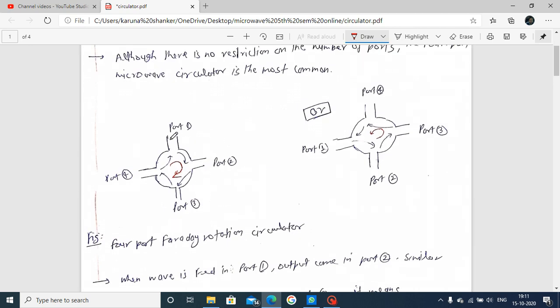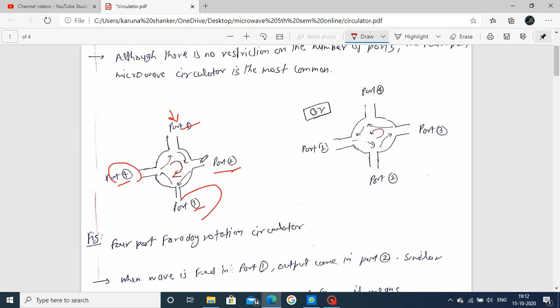Suppose we indicate here this is port number 1, this is port number 2, this is port number 3, and next one is port number 4. Then when we apply input at port number 1, the output comes across port number 2, and no output comes at port number 3 and port number 4.